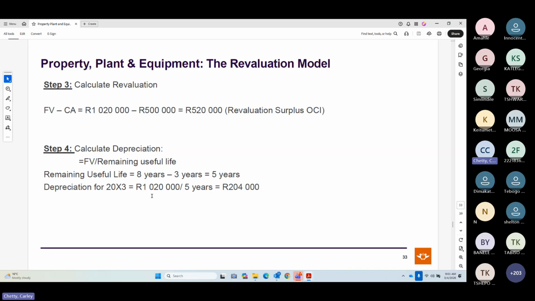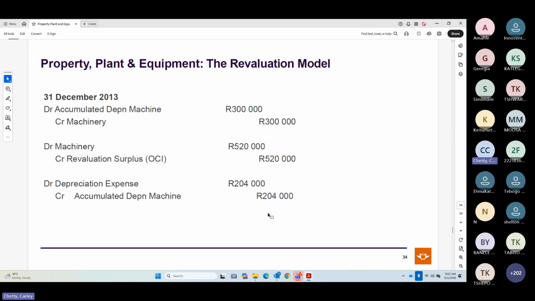So when we depreciate the asset, we are going to take the fair value of 1,020,000 divided by the remaining useful life of 5 years, and that will give us depreciation for 20X3 of 204,000 Rand. So that is the depreciation after the revaluation. So those are the steps. Now we can process the journal entries.